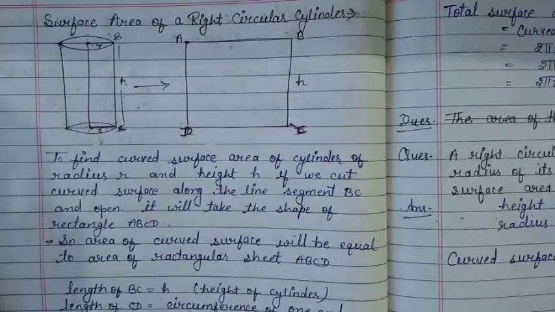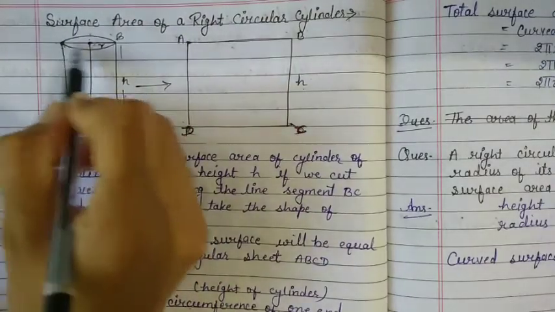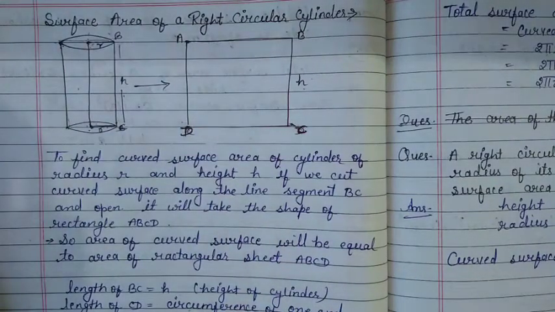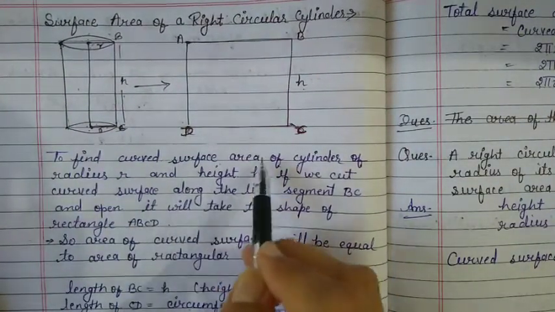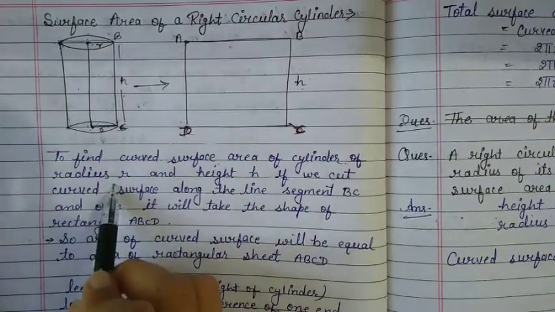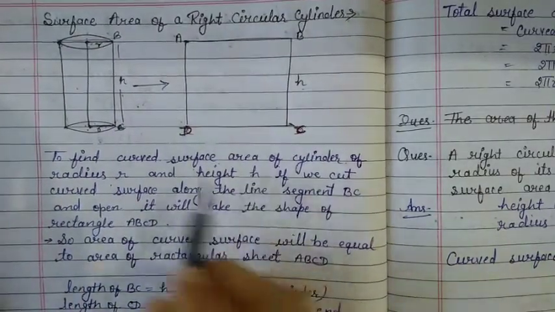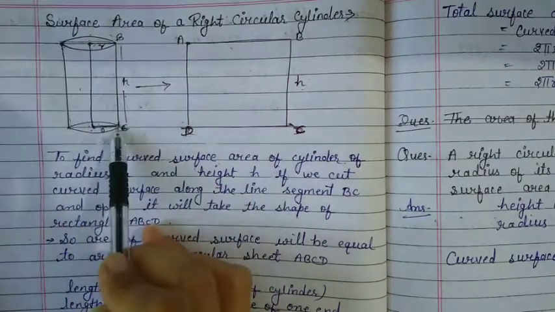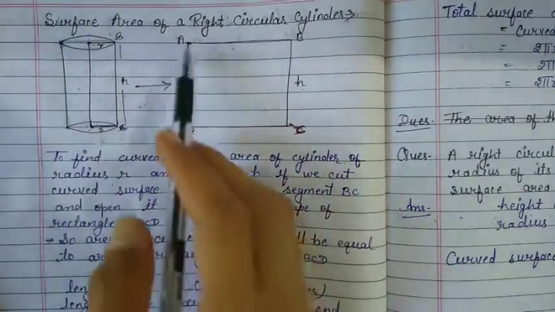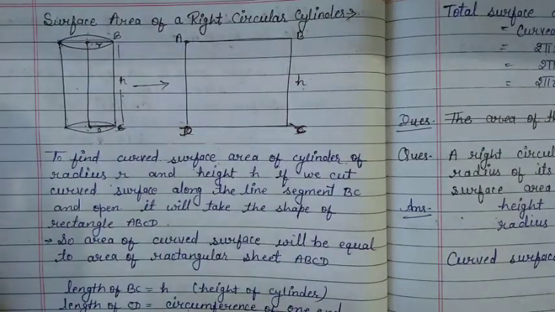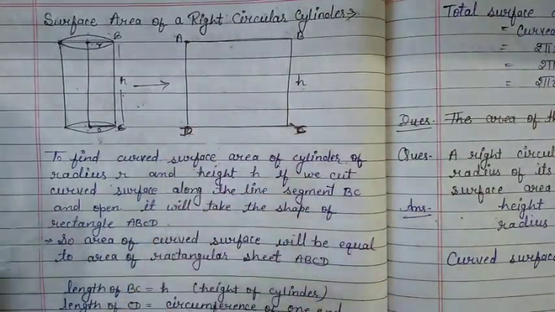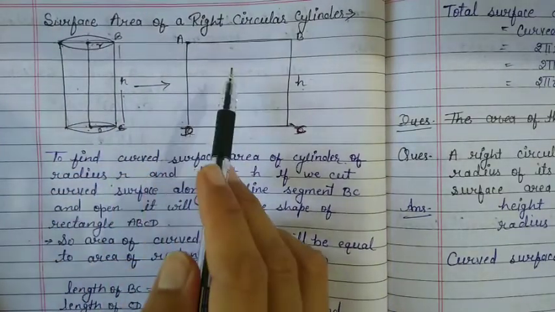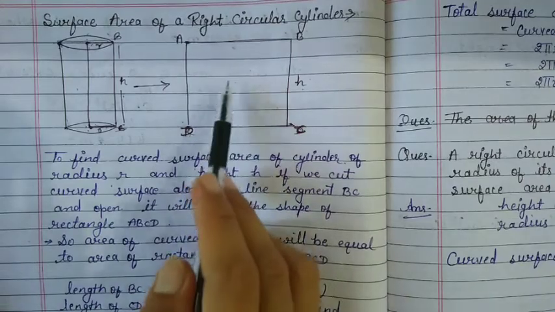To find its curved surface area, this is the curved surface area of the cylinder. This area is called the curved surface area. To find the curved surface area of a cylinder of radius r and height h, if we cut the curved surface along BC and open it, then we get a rectangular sheet ABCD. It means the curved surface area of the cylinder must be equal to the area of this rectangular sheet.